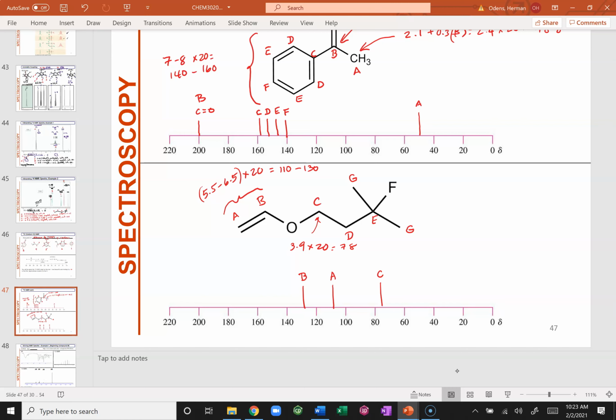All right. D, let's do D. So D is a 0.9, right? Starts at 0.9 plus 0.3 because it's a CH2 plus 0.3 because it has a beta group to the left. Alpha, beta, I find an oxygen. So therefore it's 1.5 total times 20. That equals 30 ppm. That will be right here. This is D.